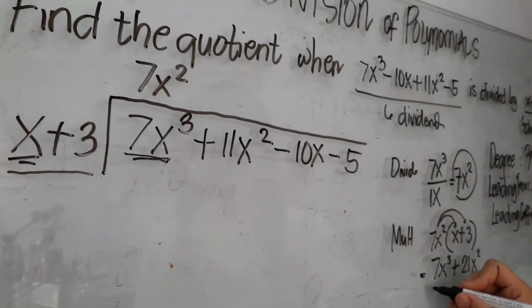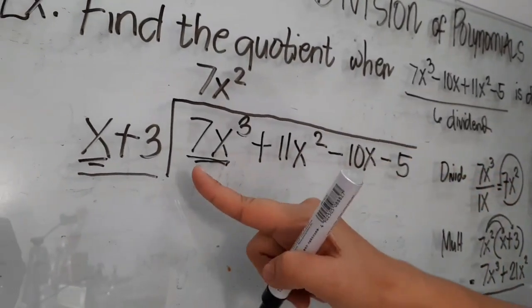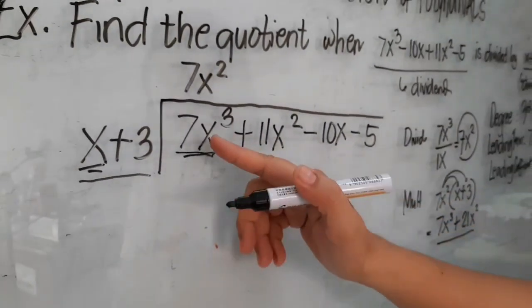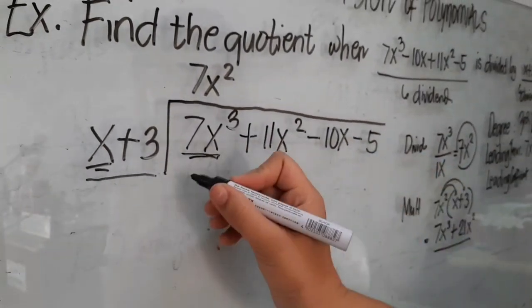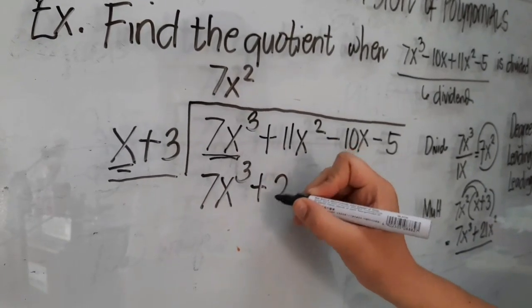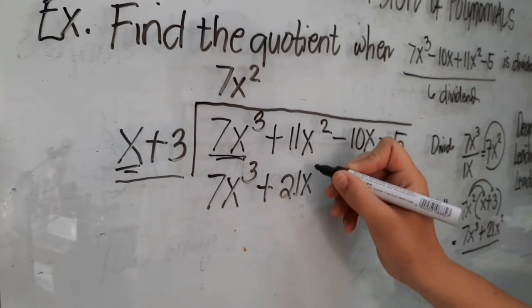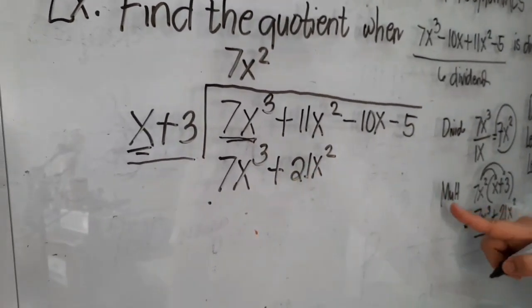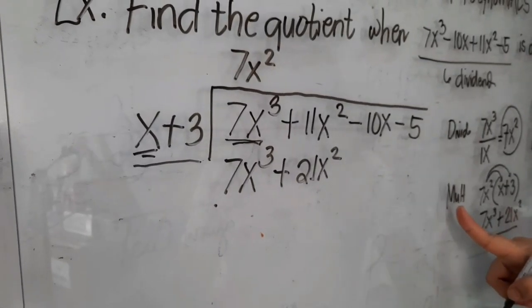Your answer now will be written at the bottom part of our dividend. Dili sa ubos niya. Nga parihan niyag numerical coefficient. Our answer there is 7x cubed plus 21x squared. Next, you are done with your second step.